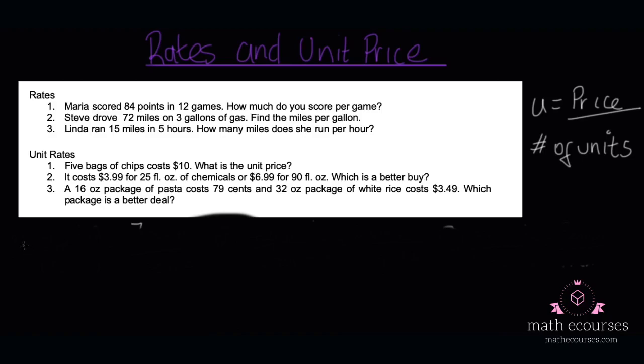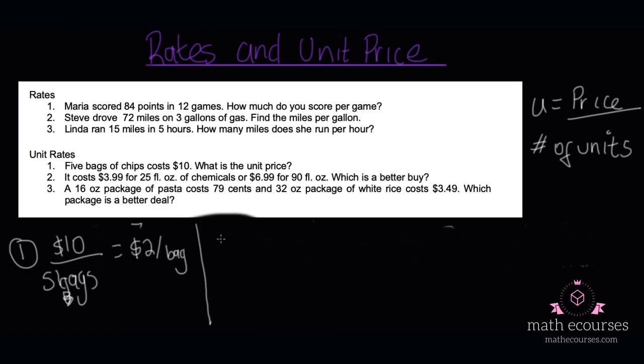All right, let's go ahead and get started. For the first one, for the unit rates, 5 bags of chips cost $10. What is the unit price? You may need a calculator for some of these, so go ahead and pull that out. So for here, the total price is $10 for 5 bags. To find the unit price, you're going to take this total and divide by the number of bags. 10 divided by 5 is 2. That means this unit price is $2 per bag. So each bag would be about $2.